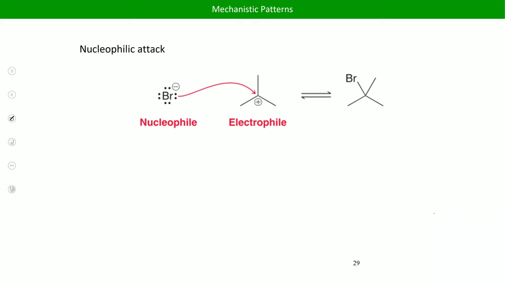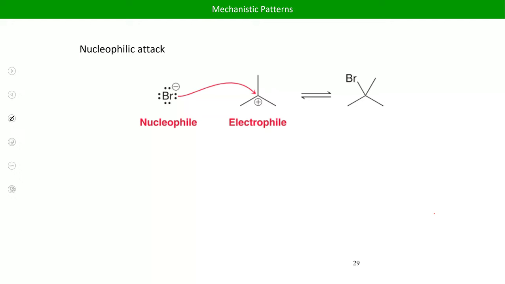So here's an example of a nucleophilic attack. You've got something with a bunch of electrons with a negative charge. You have something with a positive charge or a partial positive charge. A pair of those electrons can come in here and attack there and form a new covalent bond.